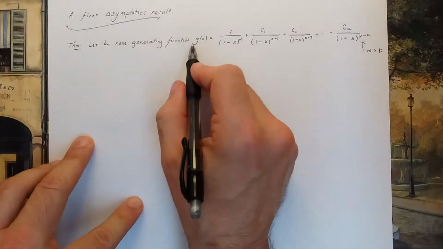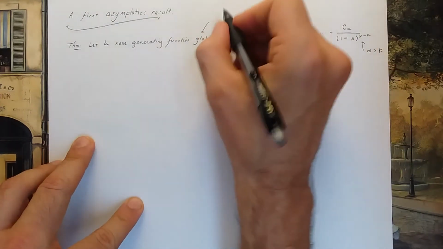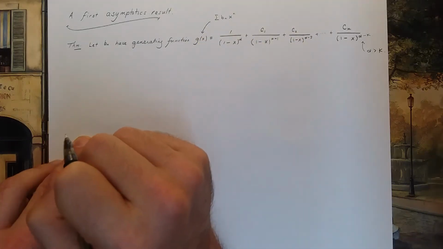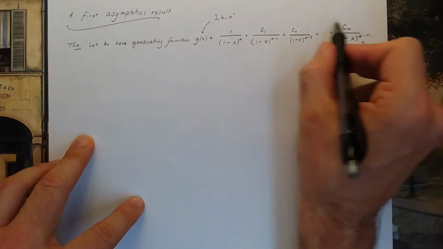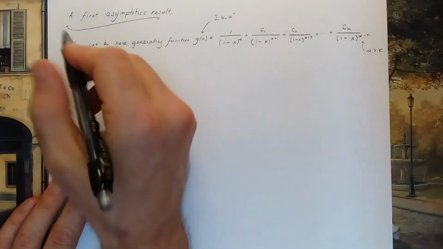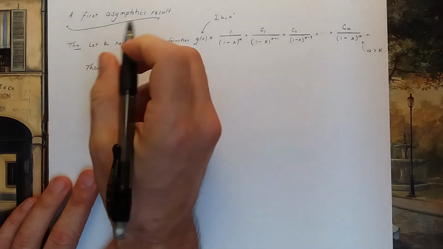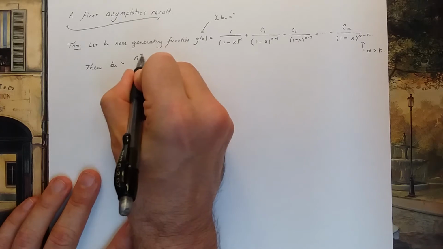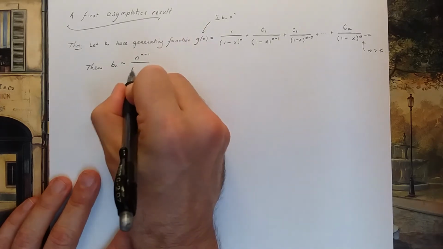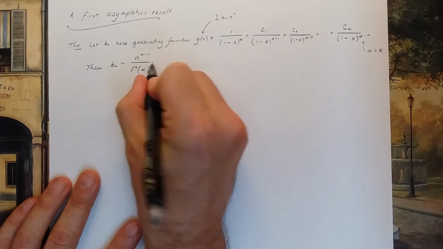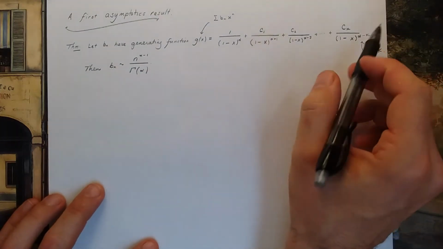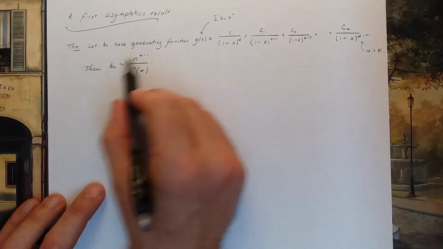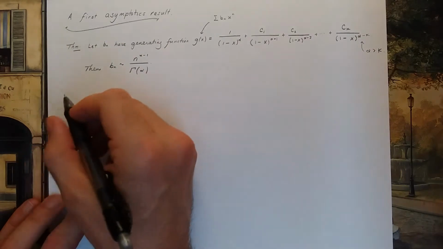So let's say I have this as my generating function. What I'm saying here is this g(x) can be expressed as the sum of b_n x to the n, and g(x) can also be expressed in this form. So the first result is, in this situation, b_n is asymptotic to n to the alpha minus 1 power divided by gamma of alpha. So if you happen to find a generating function and it looks like this, you can immediately get the asymptotics of the coefficients in this way.